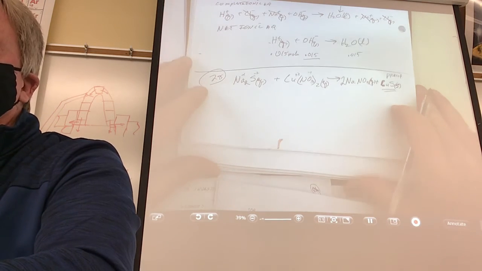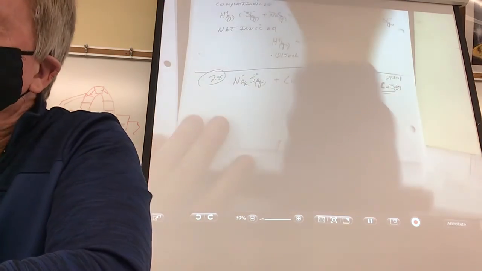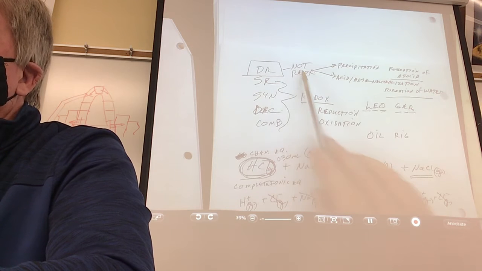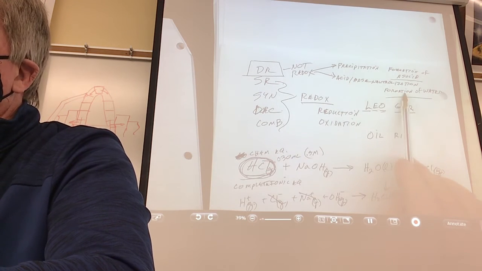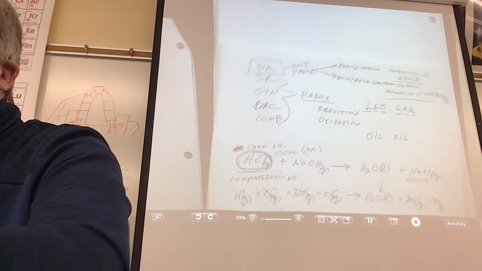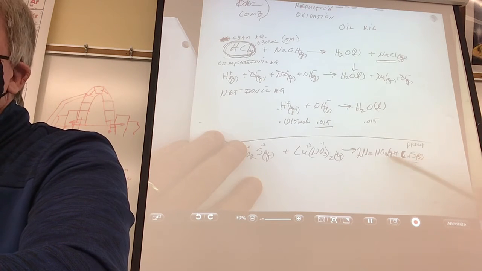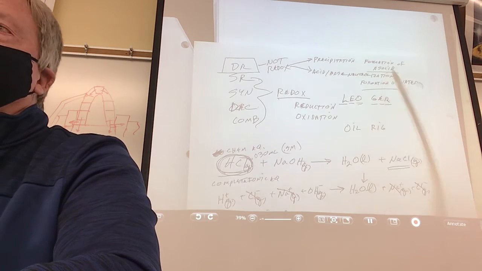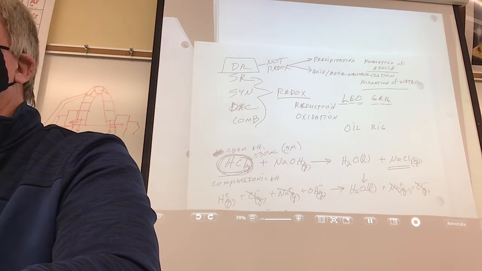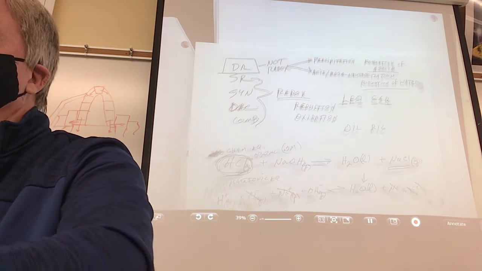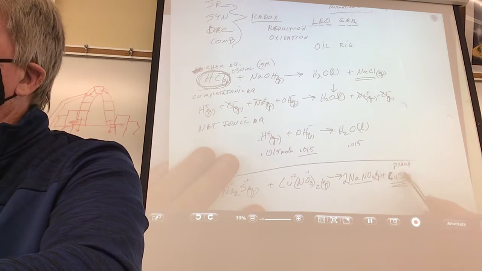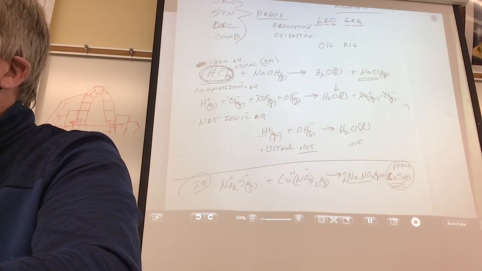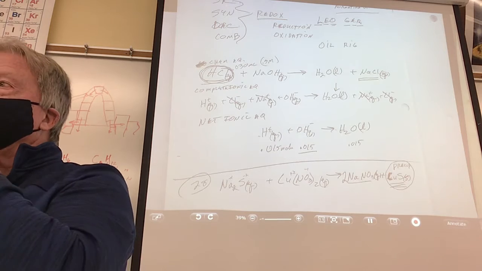So what's the driving force? Kyle, why does this reaction take place? Is it double replacement? Is it acid base? Is it the formation of water? There's no water here, so it's not the formation of water. What is it? What do you call an insoluble product? Precipitate. That's why this is a precipitation reaction. Is it a double replacement? Yes.